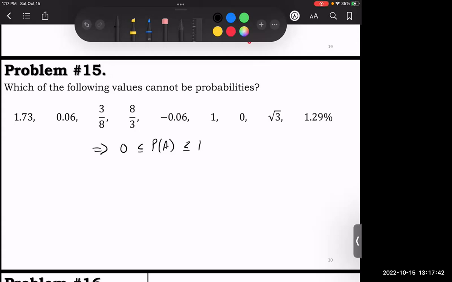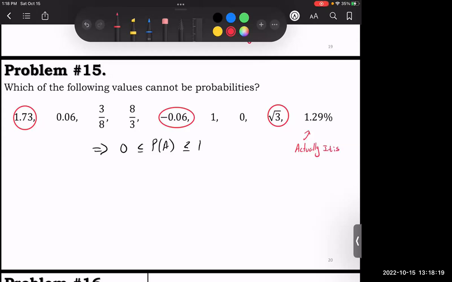So which one of these values are not going to be probabilities? Negative 0.06. Yeah, that's one of them. What else? Yes, square root of 3. Yeah, square root of 3, because that's bigger than 1. Say again? 1.73. Yeah, 1.73. Any others? 1.29%. Be careful. 1.29% is actually a probability.